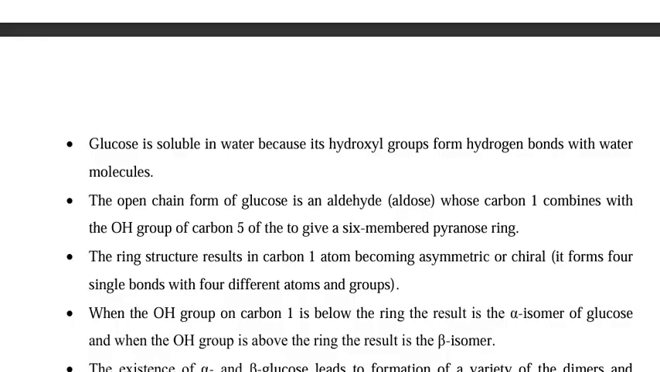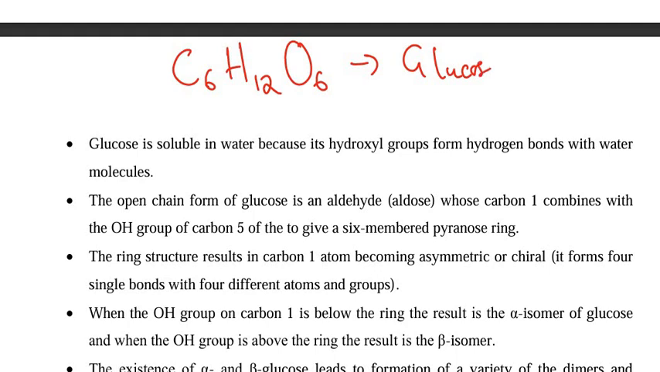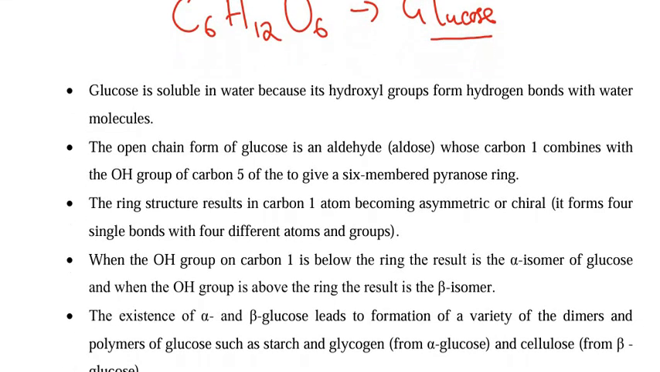So this guy, you know the formula. The formula is very easy. The formula for all 6 carbon monosaccharides is going to be like this. This is the actual molecular formula of glucose. This is your glucose. Now we say this guy is soluble in water, mainly because of the hydroxyl groups that it has, which form hydrogen bonds with water.